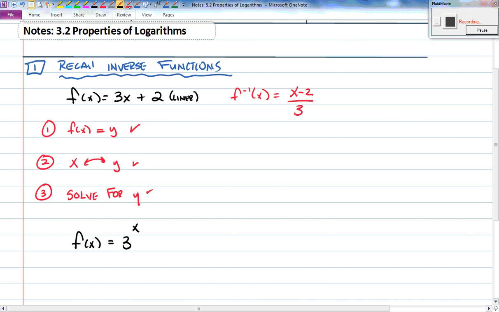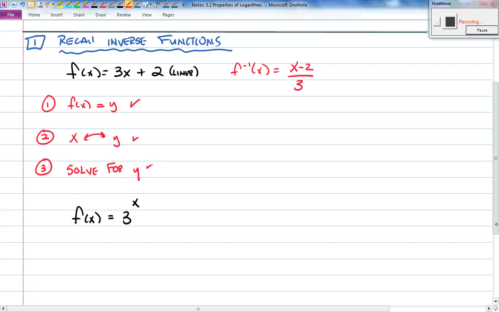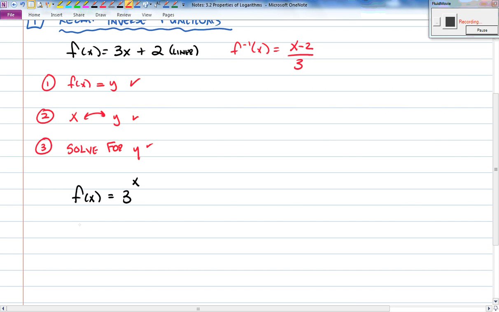Okay, ladies and gentlemen, help me out here. I was walking around the room, and here's what I saw. I saw people going, okay, y equals 3 to the x, right? And then I saw people doing x equals 3 to the y. So that means you've accomplished step number 1. You've accomplished step number 2, interchanging x and y. But step number 3, we get hung up. That's a toughie, right?